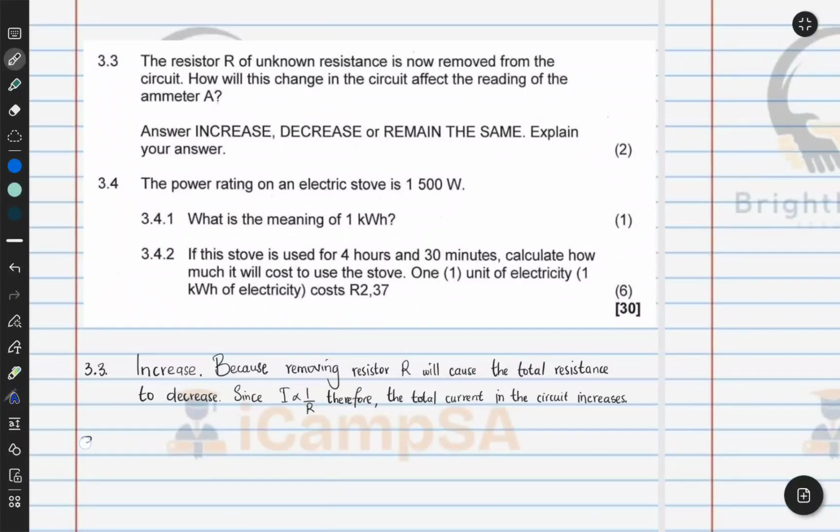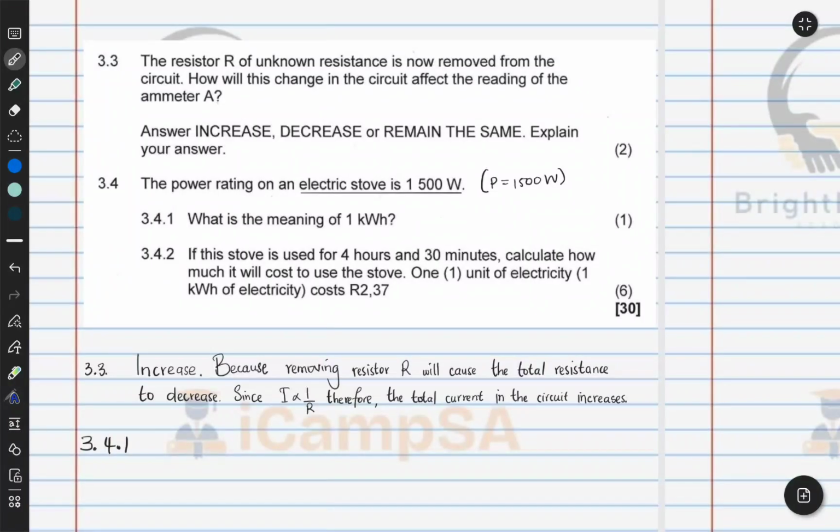And then let's go to 3.4.1. The power rating on an electric stove is 1500 watts. If you want, you could always do that. So what is the meaning of 1 kilowatt hour? So 1 kilowatt hour, what it means is if you had an electrical appliance that is rated at, for instance, this stove is rated at 1500, right?